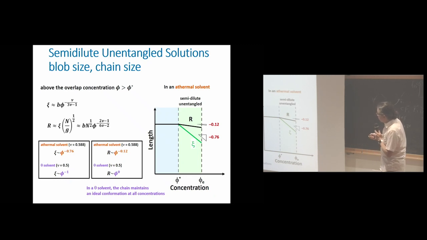And Professor Grossberg also showed these types of diagrams, length as a function of concentration. For the case of a thermal solvent, in dilute solution the size is constant, but once the chains start to overlap, the chain shrinks. Here the exponent is negative, so it slightly shrinks. And then from here the correlation length appears, and it also decreases with concentration. Theta solvent has stronger concentration dependence.